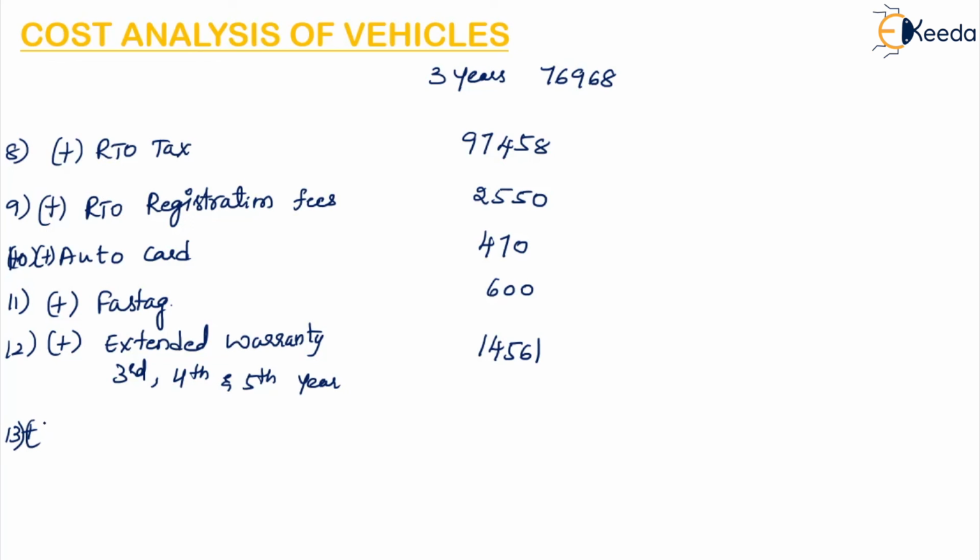plus the accessories. So I am not buying any accessories, so it is 0. So the final on-road price of this Maruti Suzuki Swift Desire car is 10,28,790. So this is how the cost analysis of vehicles is done. So I hope you have understood the topic.